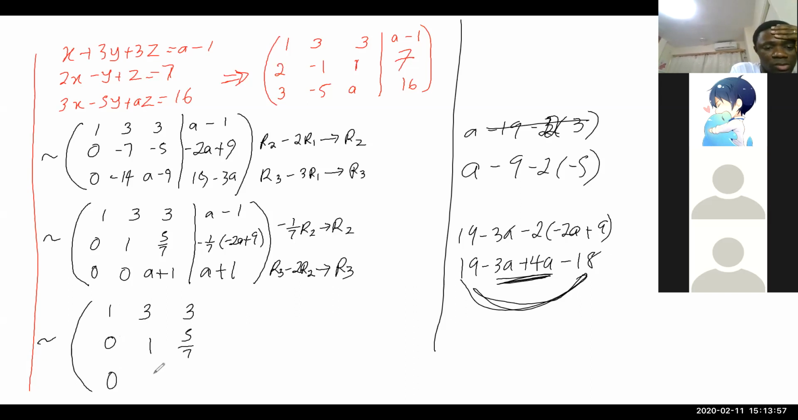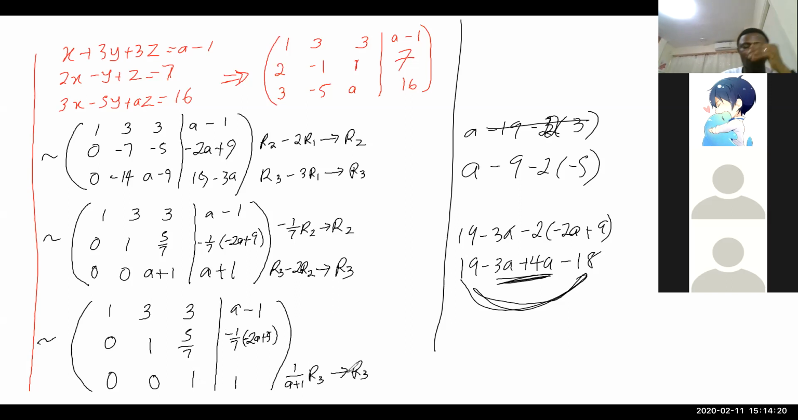So this is going to be 0, 0, 1. This will be 1. This is a minus 1. This is negative 1 over 7. Negative 2a plus 9. So what we have done here is 1 over a plus 1 R3 is now R3. Yes, does it make sense? Okay.